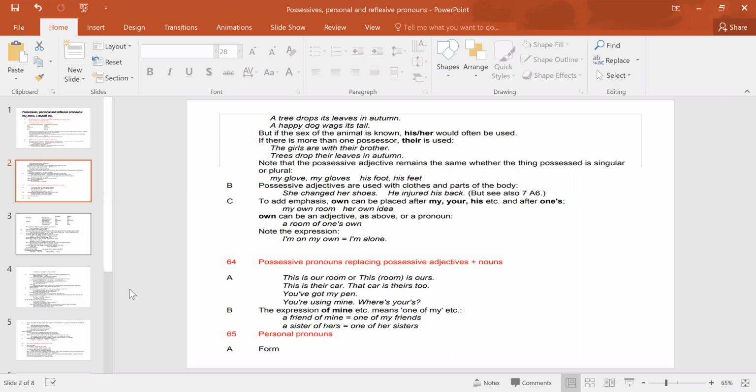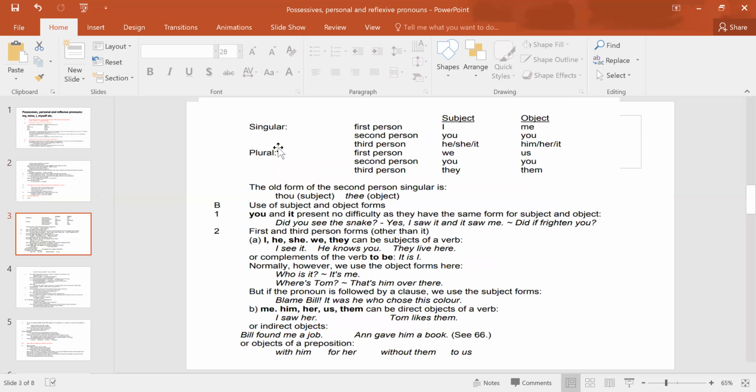Next is personal pronouns and their forms. So these are the forms of personal pronouns. First of all, we discussed possessive pronouns and adjectives. Now we are shifting our attention towards personal pronouns in this slide. Singular and plural. First person, second person, third person. First of all, we will see first, second, and third person, then the subject and object forms of these personal pronouns.